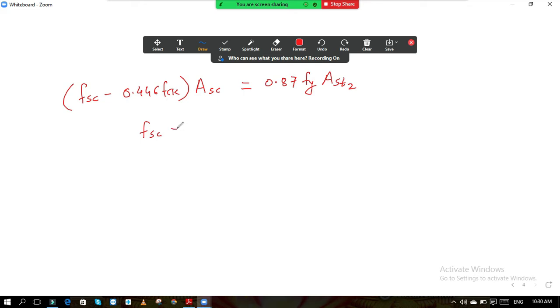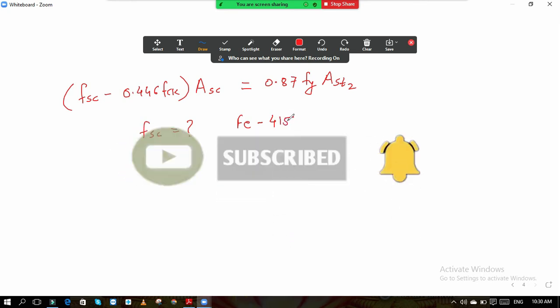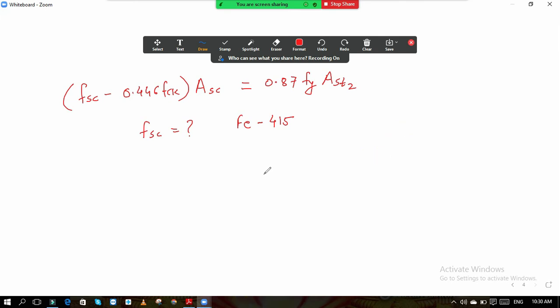We need to find the value of Fsc. Here it is not Fe 250, now it is Fe 415, which is given. Whenever the steel grade is Fe 415 or Fe 500, you cannot get the value of Fsc directly, that is the stress in steel in the compression zone. Note the difference between Fsc and fy: Fsc is the stress in steel in the compression zone and fy is the stress in steel in the tension zone.